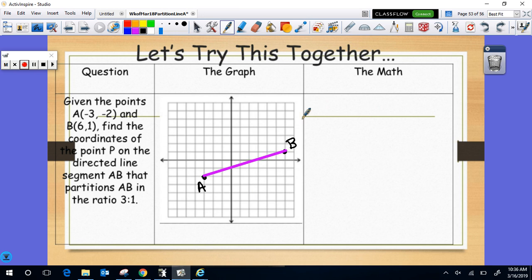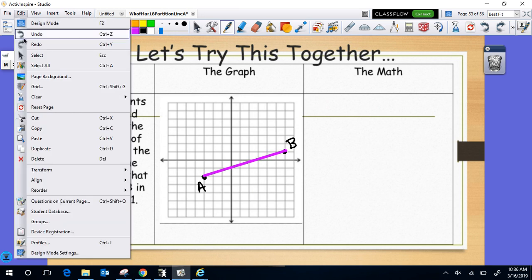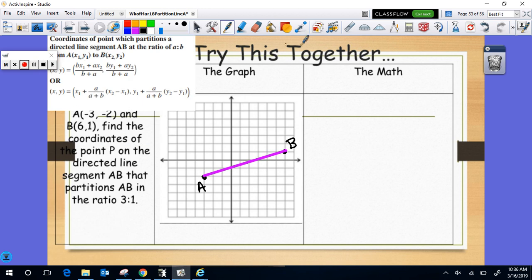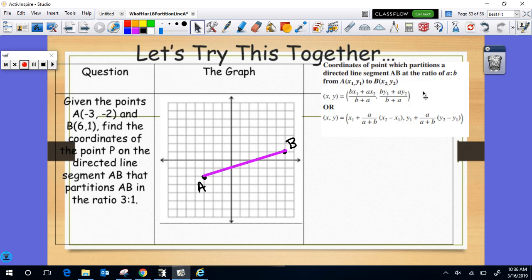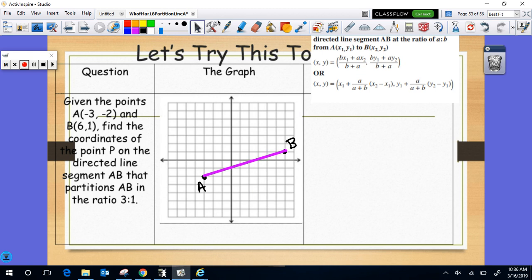So I'm going to go ahead and graph my formula. And you do not have to memorize this formula. And remember, don't use the first formula. Use the second formula. Don't use this one. Use the second formula. So here, I'm going to write down the points that I have.